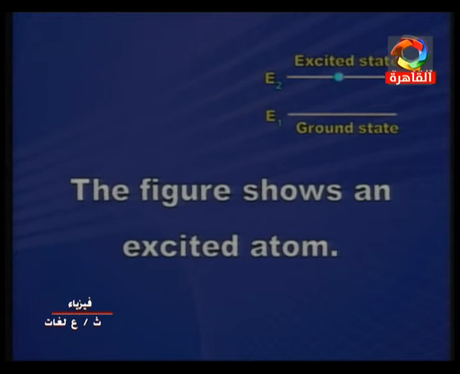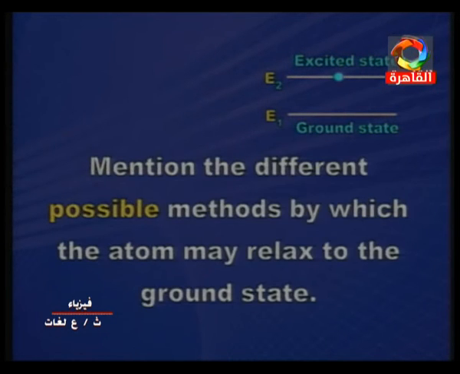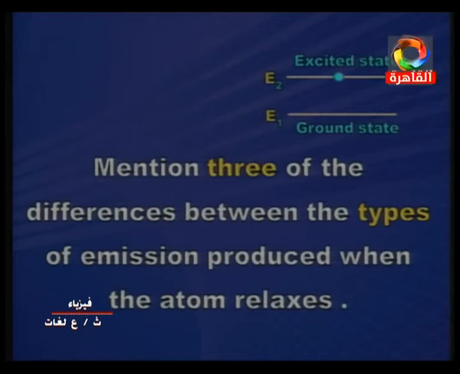Another interesting question, the figure shown in front of you shows an excited atom. It is found in the energy level E2. Okay, what about the question? Mention the different possible methods by which the atom may relax to the ground state. Then mention 3 of the differences between the types of emission produced when the atom relaxes.